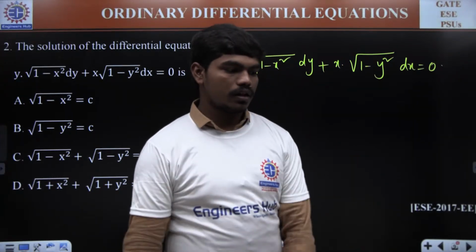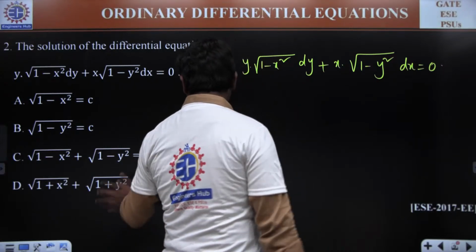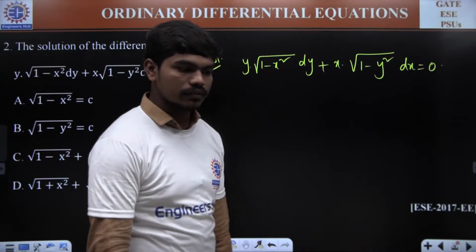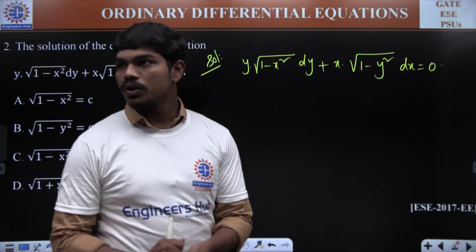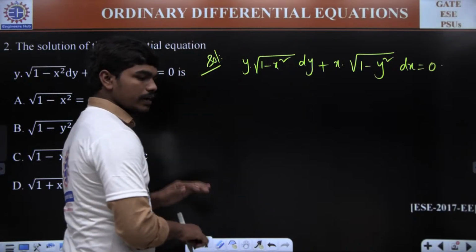The question is simple. Option C: square root of 1 minus x square plus square root of 1 minus y square is equal to constant. Dinesh, you two are telling it is C. Mauli, C. Okay. Bhagavi, C. Umesh, fine.